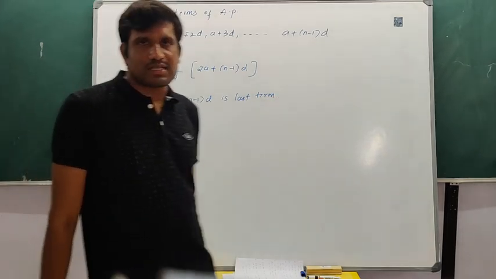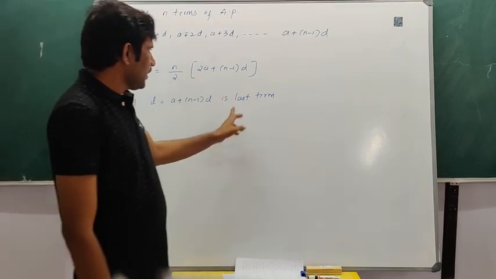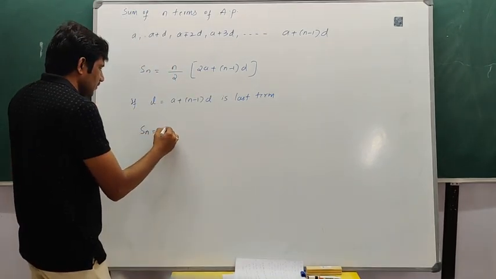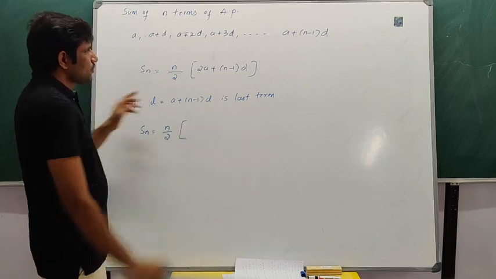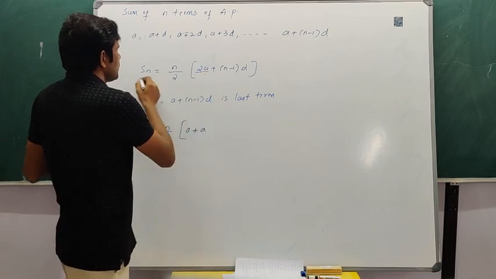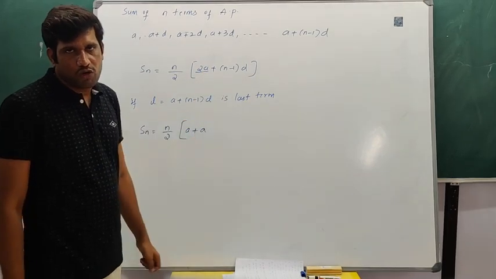Already we have seen this in the last class. The last term is a plus n minus 1 into d. I will modify this formula. So Sn is equal to n by 2, and this 2a I can write as a plus a. So this is the formula for finding the sum of n terms. I am modifying this formula and getting one more formula.